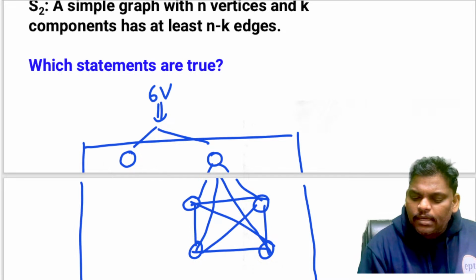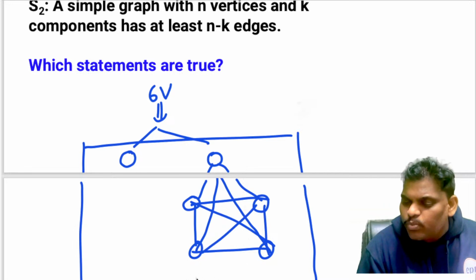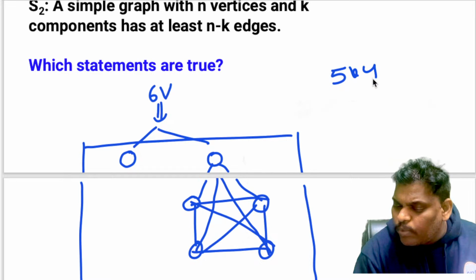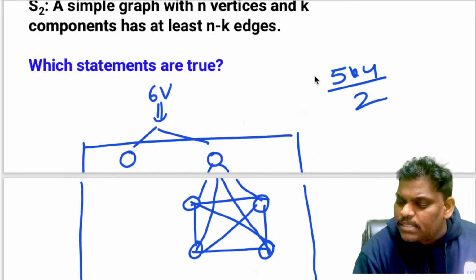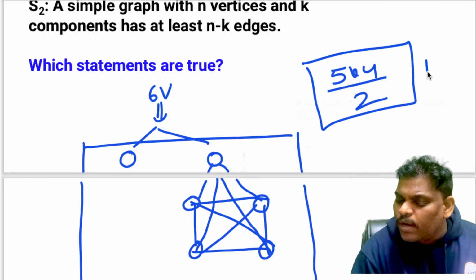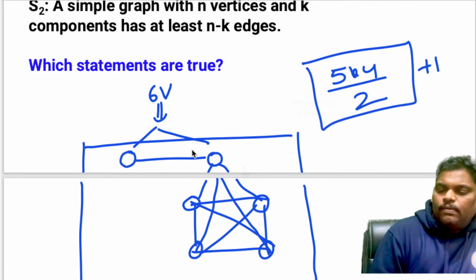Totally it is a disconnected graph. See, a 6-vertex disconnected graph. These are the maximum edges possible. Maximum edges how many? 5 into 4 by 2. These are the maximum edges in the 6-vertex disconnected graph. To this particular one, if I add plus 1, it is compulsorily connected.